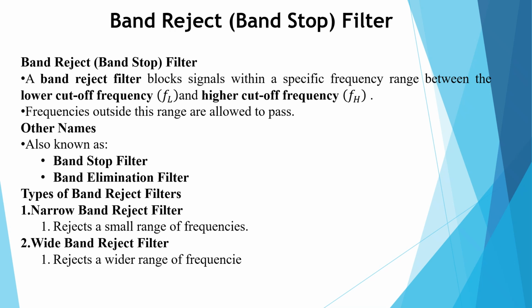We have two types of band reject filters. One is narrow band reject filter and second one is wide band reject filter. The narrow band reject filter is also known as notch filter. It rejects a very small frequency range, commonly used to remove 50 or 60 Hz power line noises. Wide band reject filters reject a large range of frequencies, used in communication and signal filtering applications. These band reject filters are used in noise removal systems, audio processing, communication systems, and biomedical equipments.